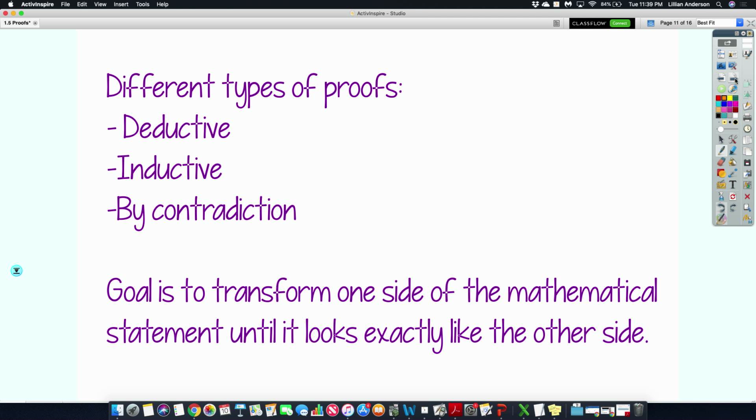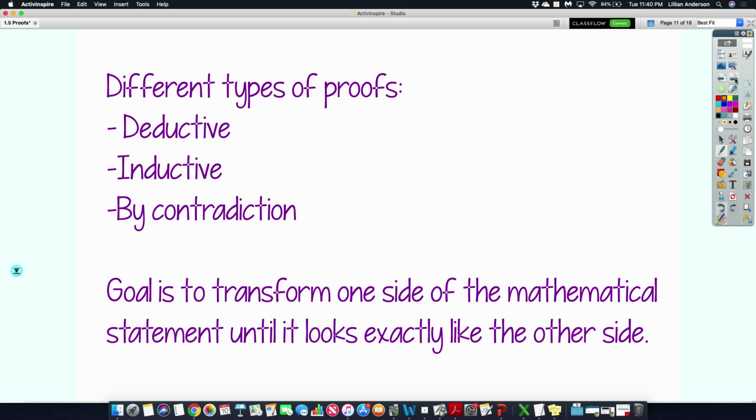Now, there's different types of proofs. There are deductive proofs, there are inductive proofs, there are proofs by contradiction. All of these are different ways to do a proof. Okay? And at the end of the day, our goal is to transform one side of the mathematical statement until it looks exactly like the other side.